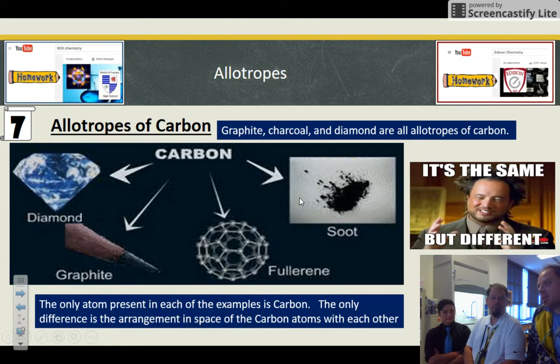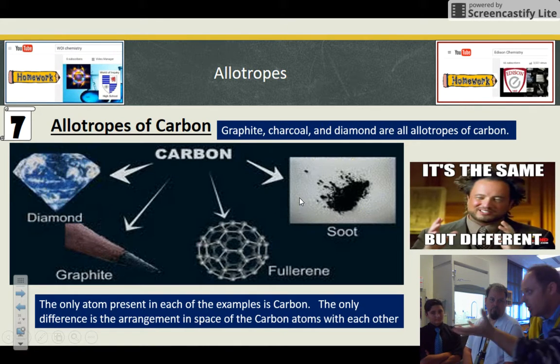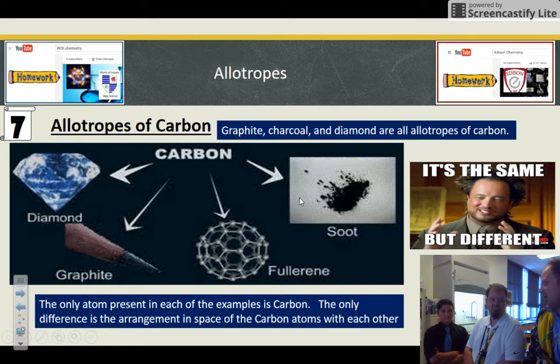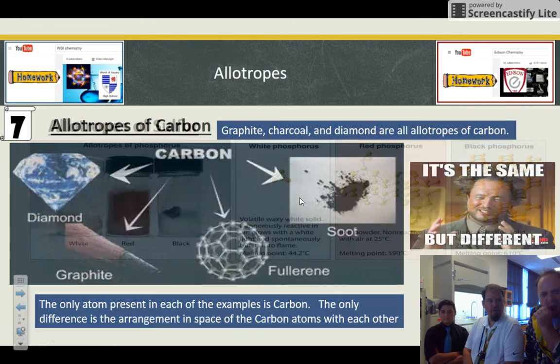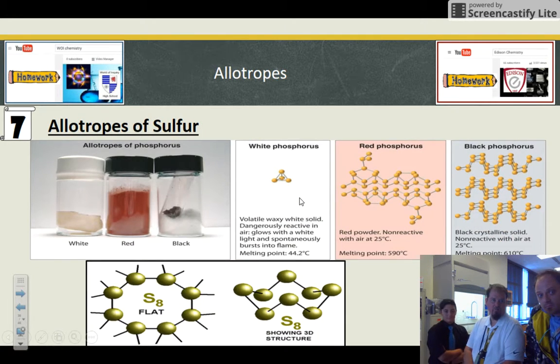This is connected to allotropy because the only atom present in each of these samples is carbon. It's just how they're connected: in single plane sheets, in complex soccer ball type shapes, in tetrahedral arrangements to get the diamond, or the soot, which is just billions of particles of crappy carbon. So really, all you need to know is that allotropes are same stuff, only different.